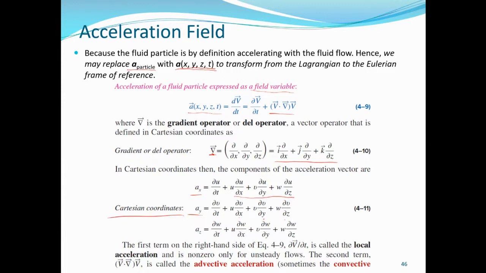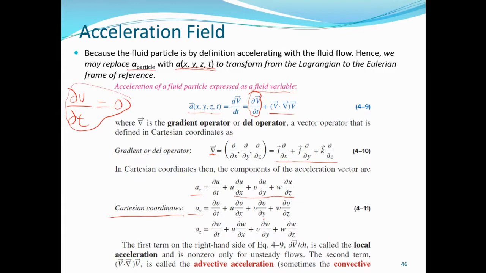So the first term on the right hand side, del V del t, is called the local acceleration, and is non-zero only for unsteady flows, because it shows the change in velocity with time. For steady flow, we say the velocity does not change. If you remember, for steady flow we said del V del t is equal to 0. So it is only non-zero if the flow is unsteady. If the flow is steady, then the velocity does not change with time, hence this term will be 0.